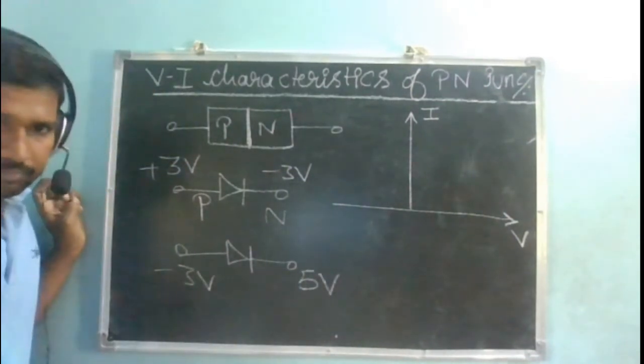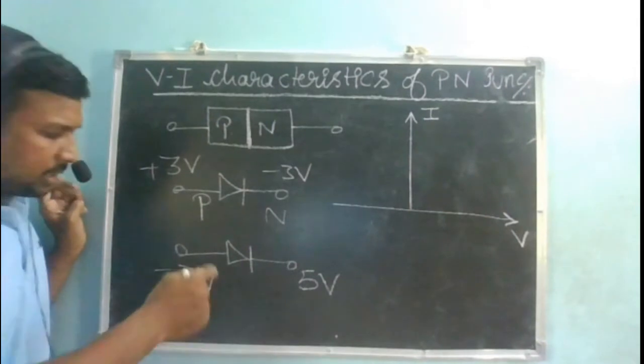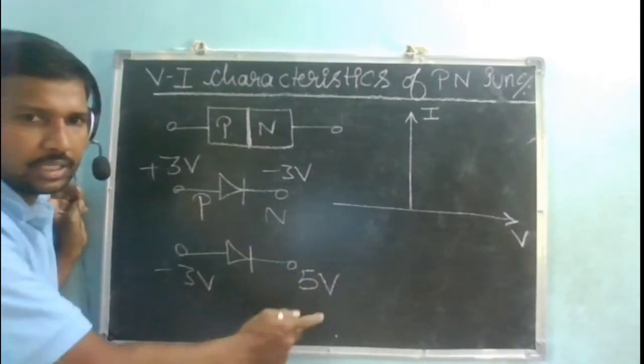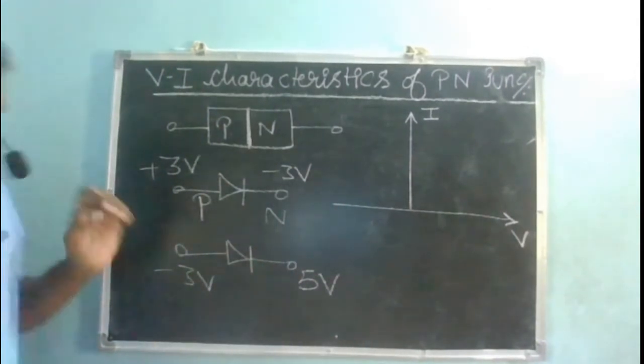Suppose I have applied something like this, minus 3 volts and plus 5 volts. Forward biased or reverse biased? Reverse bias, because the P side is less in potential than the N side. Very good.